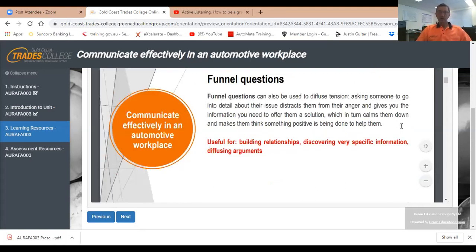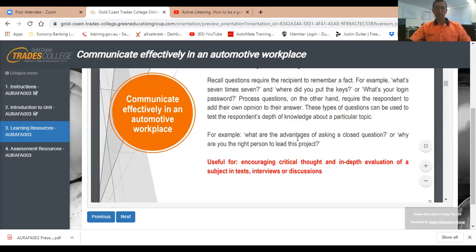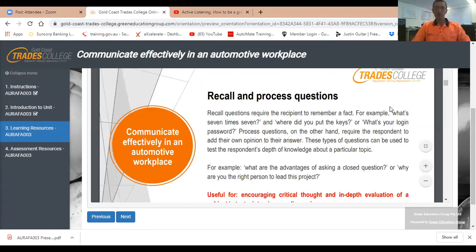Funnel questions can also be used to diffuse tension. Asking someone to go into detail about their issue distracts them from their anger and gives you the information you need to offer them a solution, which in turn calms them down and makes them think something positive is being done to help them. So they're useful for building relationships, discovering very specific information, and diffusing arguments. As you can see, there's lots of different types of questions that you can ask in your communication.